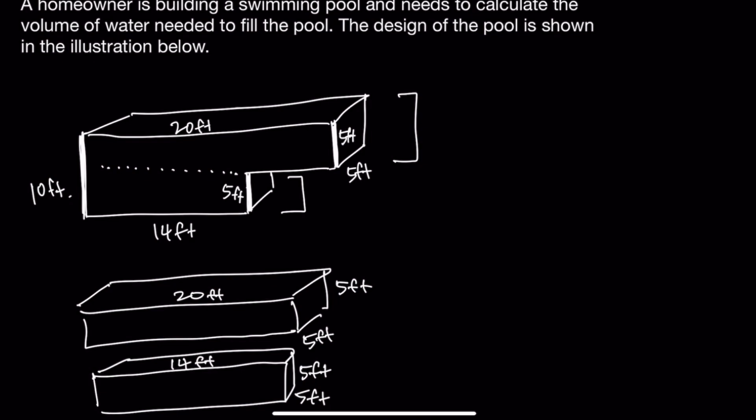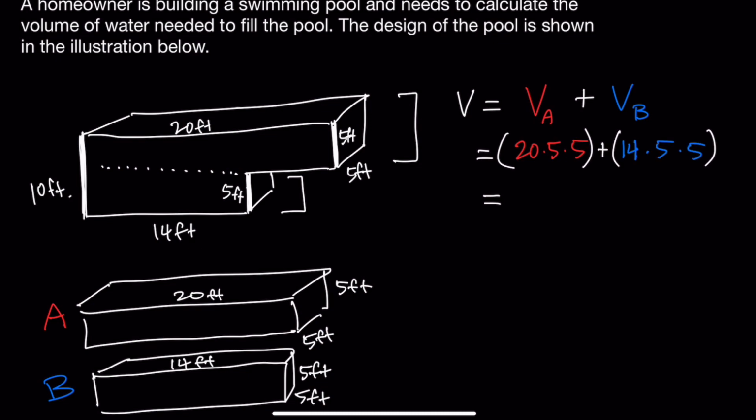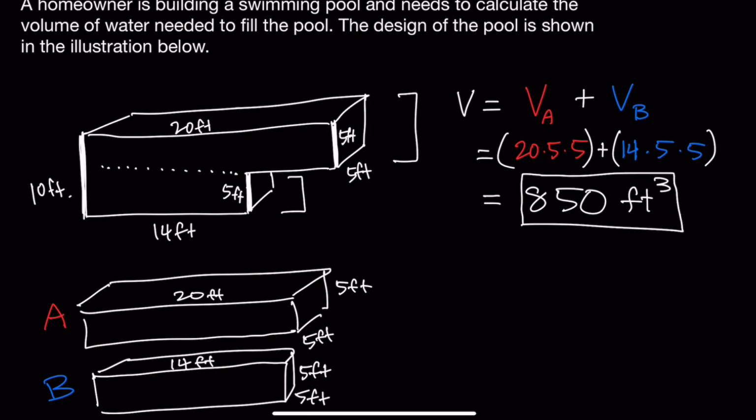So now we can calculate the total volume. I'm going to call this rectangle A, and then this one rectangle B. The total volume will be volume of A plus volume of B. Volume of A is going to be 20 times 5 times 5, and then volume of B is going to be 14 times 5 times 5. In total, adding those two volumes together is going to equal 850 cubic feet. Don't forget the units because most math tests require you to write them.